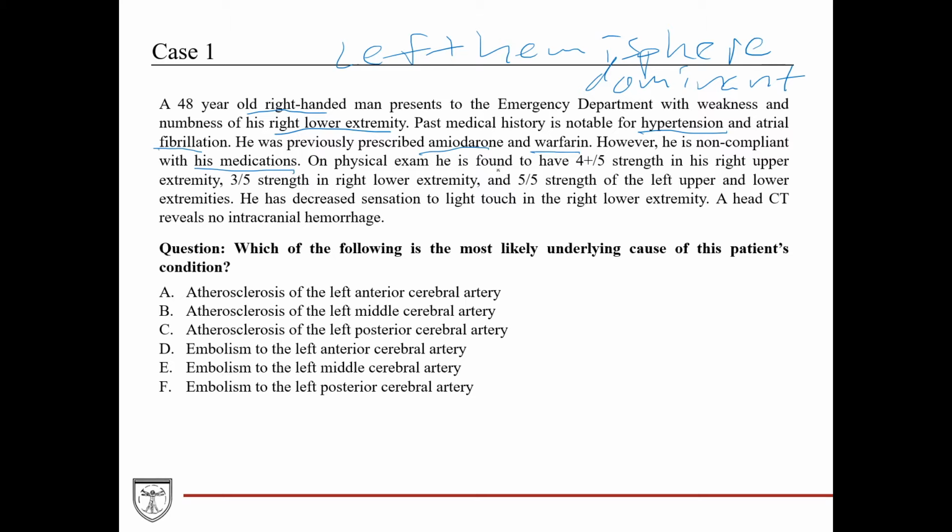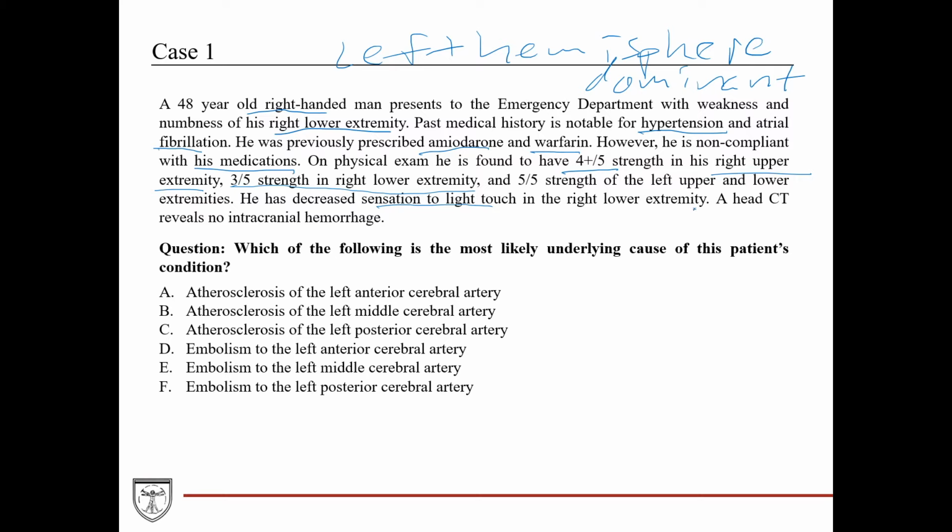On physical exam, he's found to have 4+/5 strength in his right upper extremity. So he's got a little bit of weakness in his right upper extremity, but much more weakness in his right lower extremity. And then he has 5 out of 5 strength in the left upper and lower extremities. So the left side's okay. And then he's got decreased sensation to light touch in the right lower extremity, so he's got some weakness there as well.